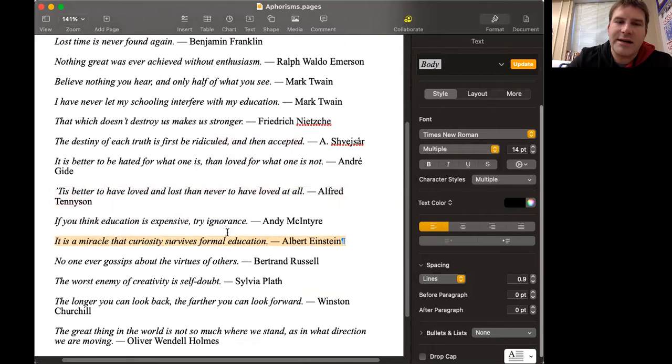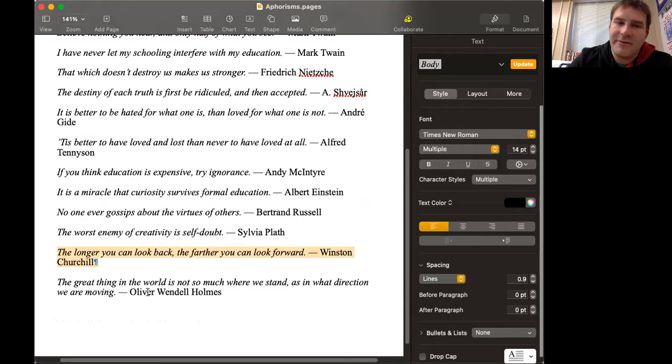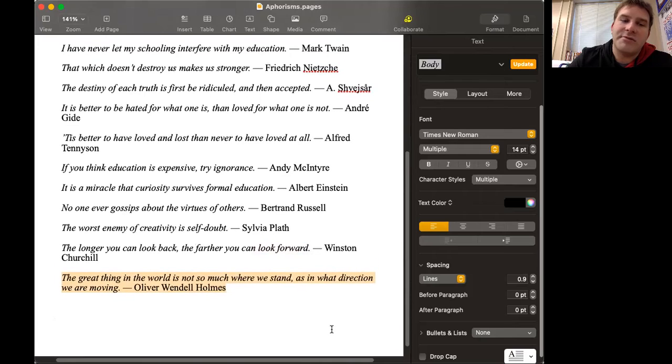It's a miracle that curiosity survives formal education. No one ever gossips about the virtues of others. The worst enemy of creativity is self-doubt. The longer you look back, the farther you look forward. And the great thing in the world is not so much where we stand as what direction we are moving.